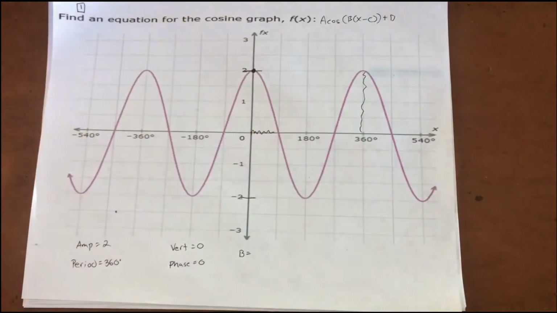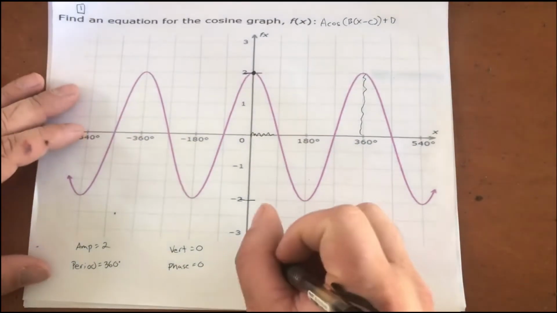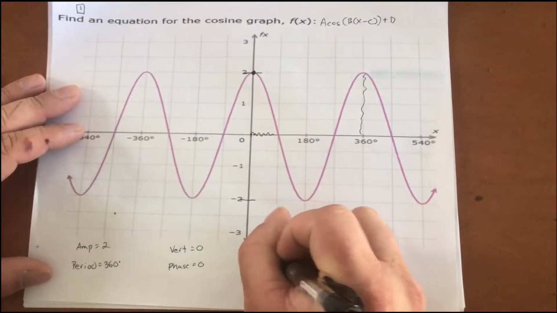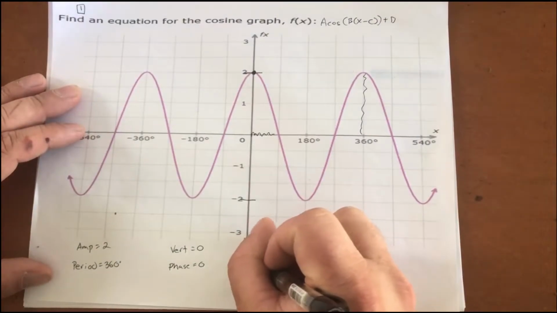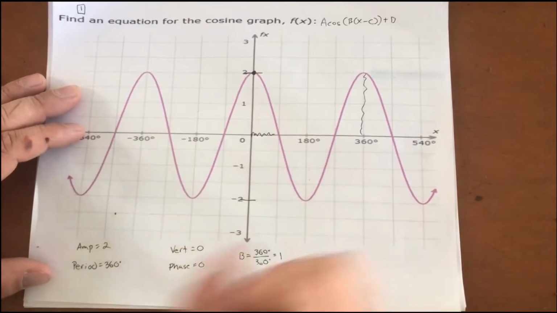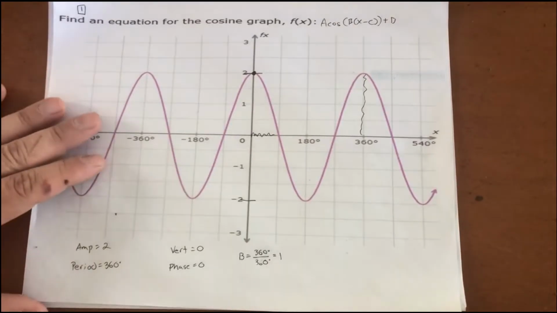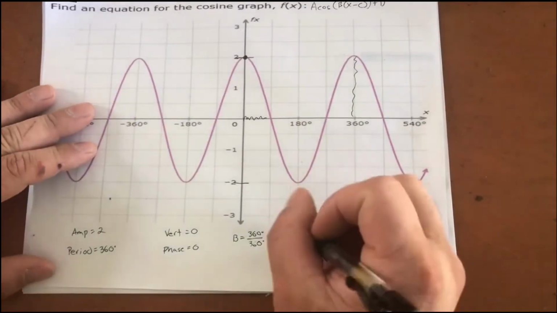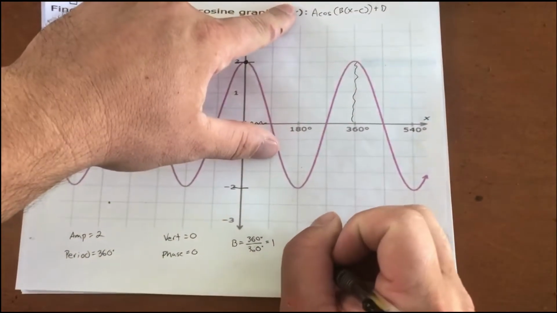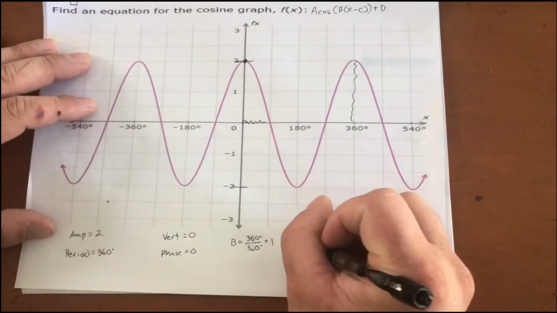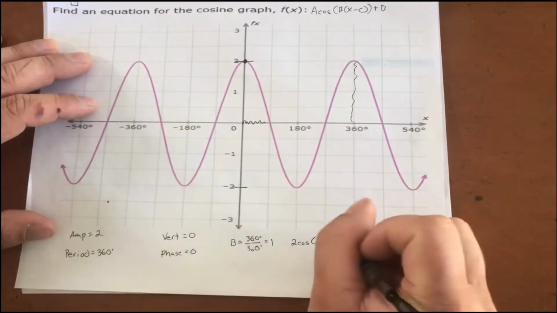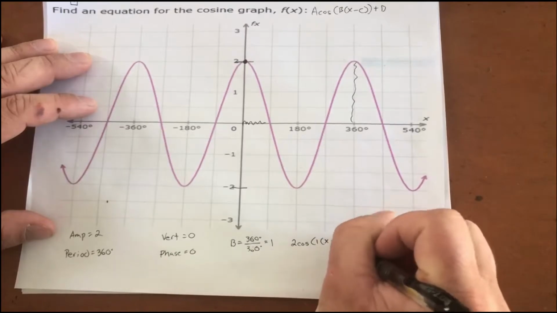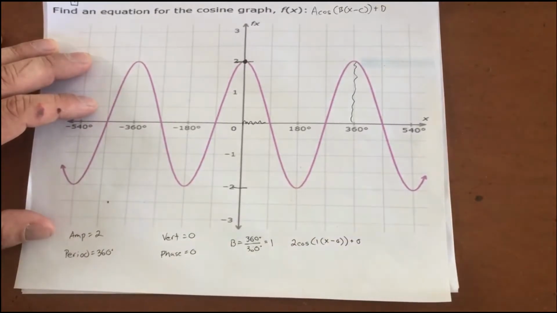So since this is in degrees, the full rotation is 360 degrees. So B is 360 degrees, 1 full rotation of a circle, divided by whatever my period is. Since my period is also 360 degrees, that means that B is 1. All right, so when I'm ready to write my equation, I'm going to plug into the one that I had at the top. So A is 2 times the cosine of B, which is 1, times x minus a phase shift of 0, plus a vertical shift of 0.